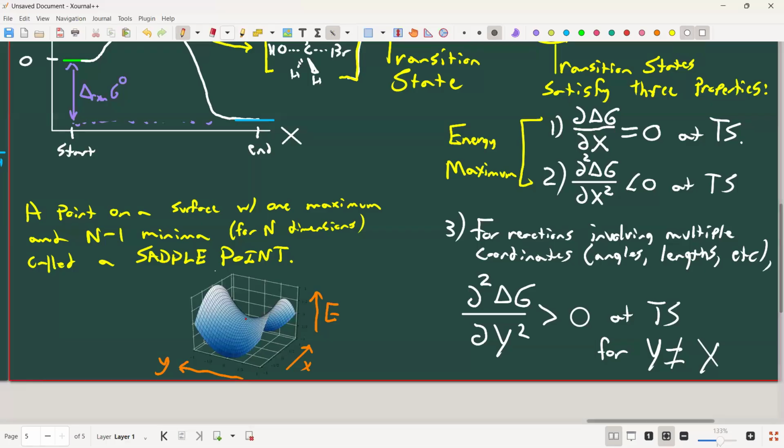Along Y, it's a minimum. Minimum along Y, and then along X, it's a maximum. Every transition state has this property.